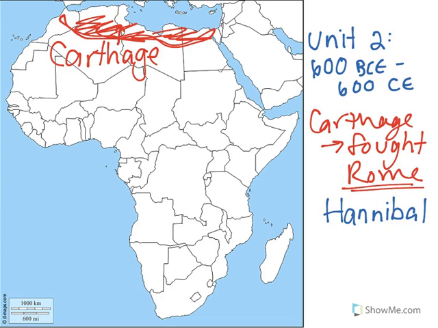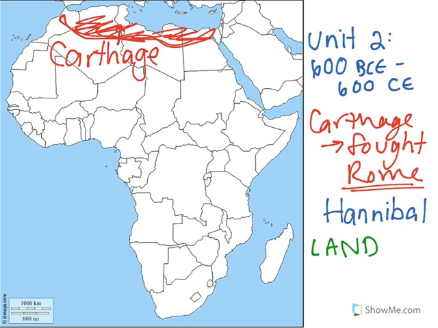And what's the bigger lesson here? What are they fighting over and why? They're fighting over land. Why? What are one of the really big trends that happens throughout mostly Units 2 and 3? Territorial expansion.